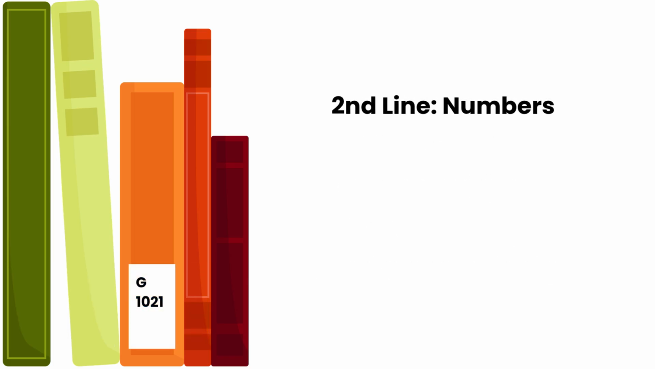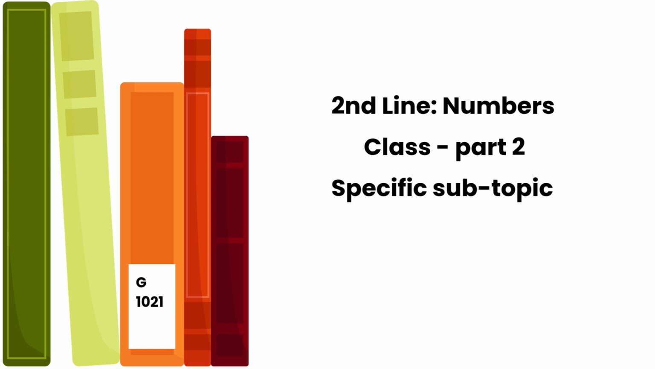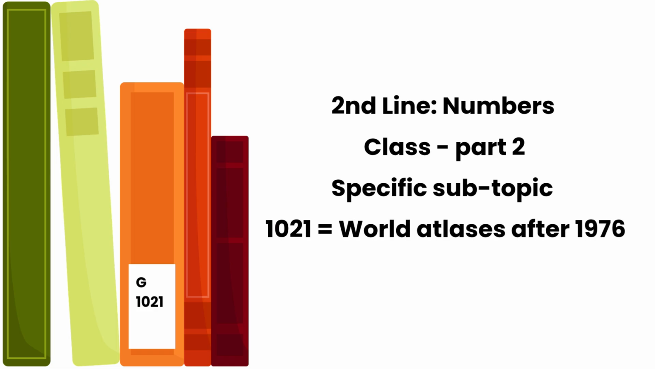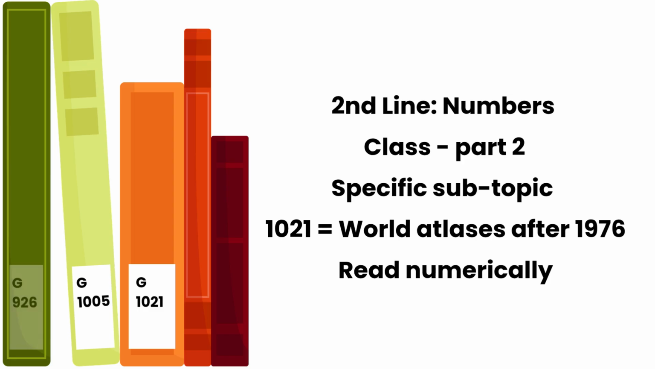The second line is always made up of numbers, and it is the second part of the call number's class. These numbers represent the book's subclass, or specific subtopic. So while G represents geography, 1021 represents world atlases after the year 1976. This line is read numerically, so 1005 would come after 926, but before 1021.